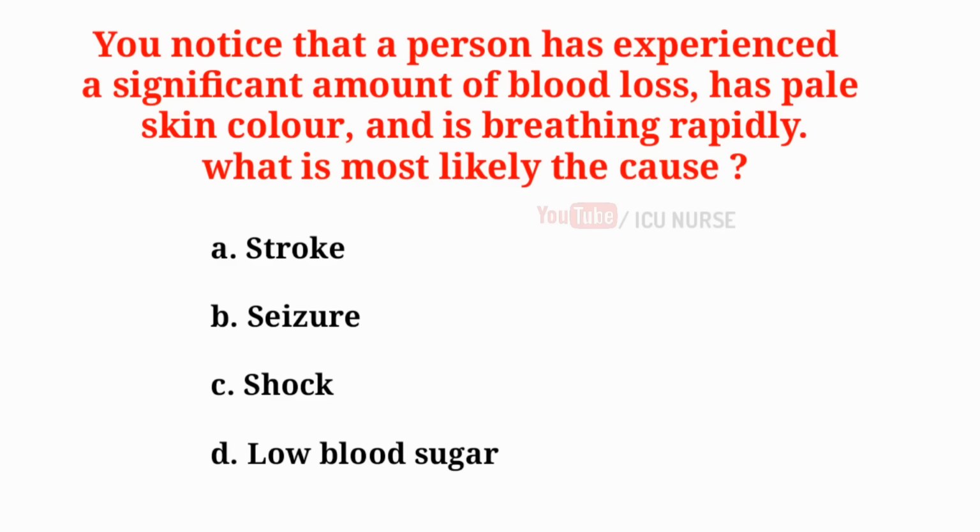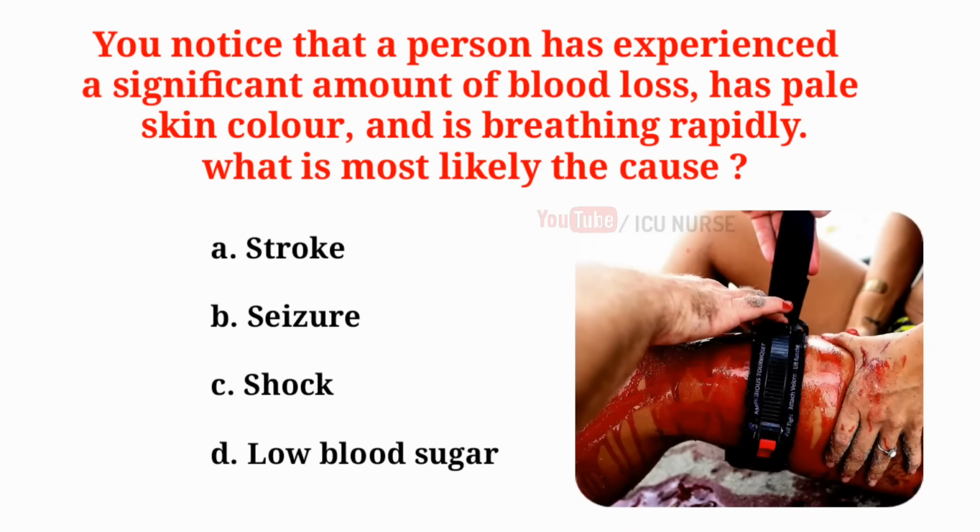You notice that a person has experienced a significant amount of blood loss, has pale skin color and is breathing rapidly. What is most likely the cause? A. Stroke. B. Seizure. C. Shock. D. Low blood sugar. And the correct answer is C. Shock.